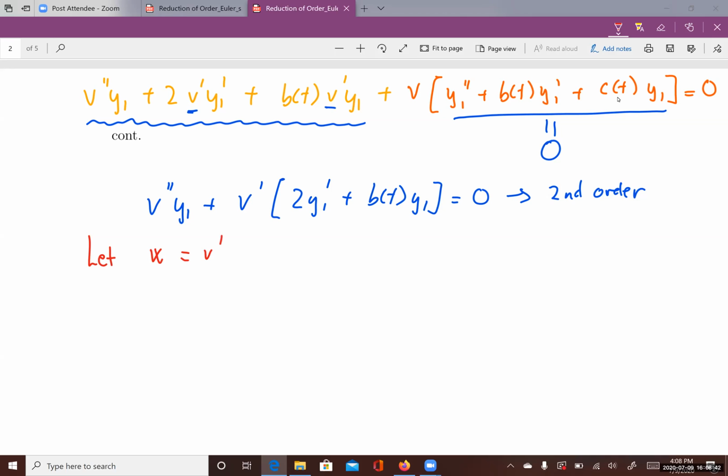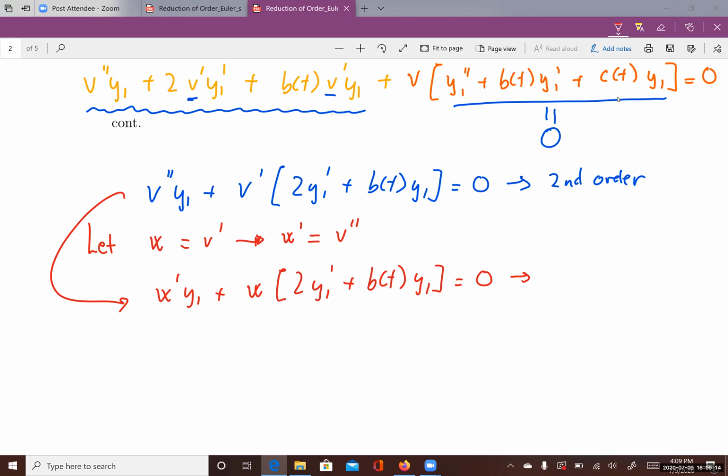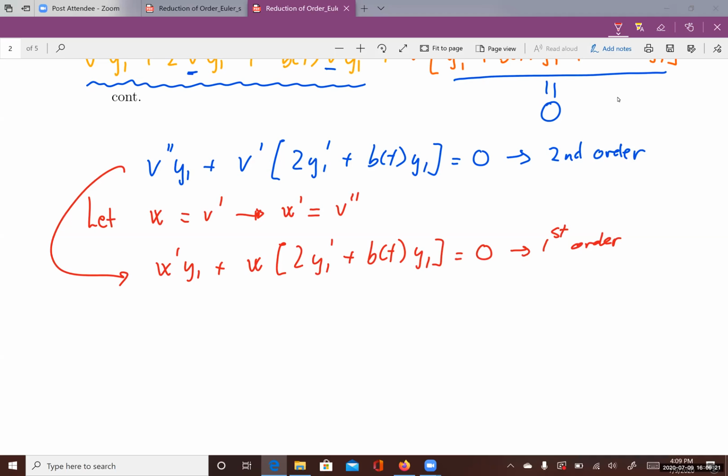equals v prime. If w equals v prime, that means w prime equals v double prime. As you can see, I am reducing the order of v double prime into w prime, right? And I can replace v double prime by w prime. So you have w prime y1 plus w 2 y1 prime plus b of t times y1 equals 0. Now we have a first order differential equation, and lucky enough, we know how to solve a first order differential equation if it's linear. Okay, and this is a linear equation.